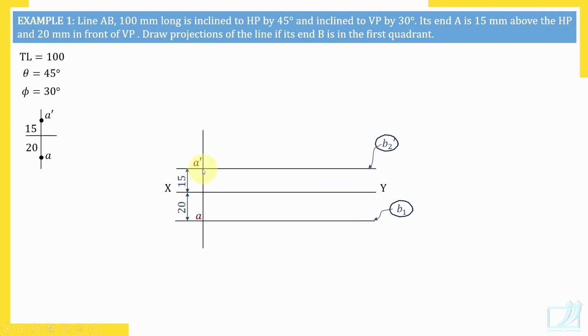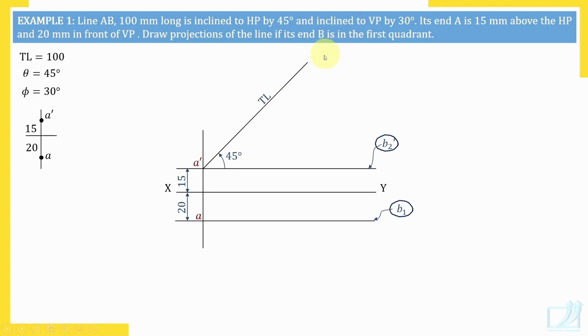Through A dash, there are three front views: A dash B dash, A dash B1 dash and A dash B2 dash. Out of the three front views, we can draw the true length front view. True length is 100, and true length gives true inclination, and the front view gives inclination with HP. So we'll draw the true length front view at point A dash, and it shows the true inclination of 45 degrees. It is a front view, so you should measure the inclination with HP, 45 degrees, and then draw that true length front view.